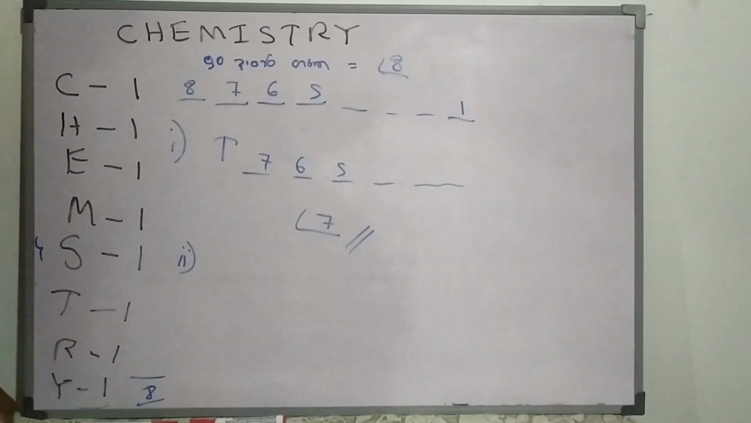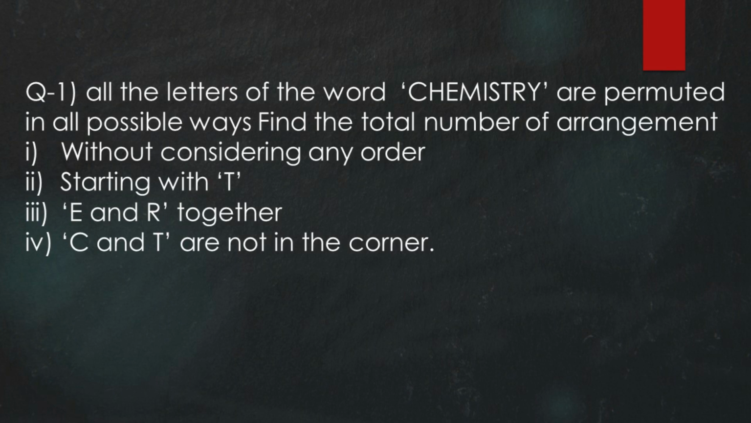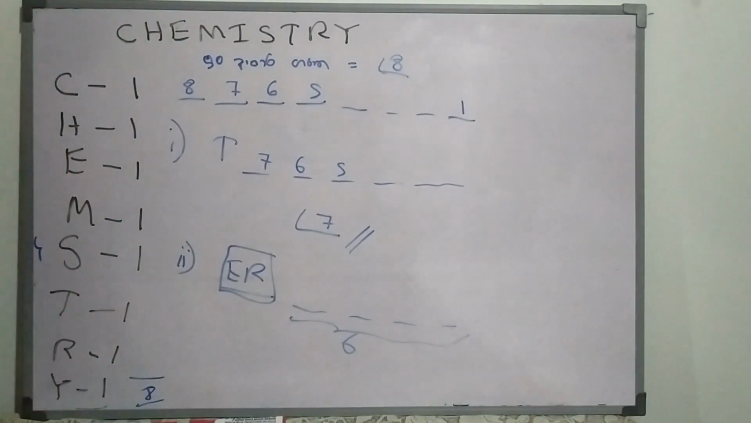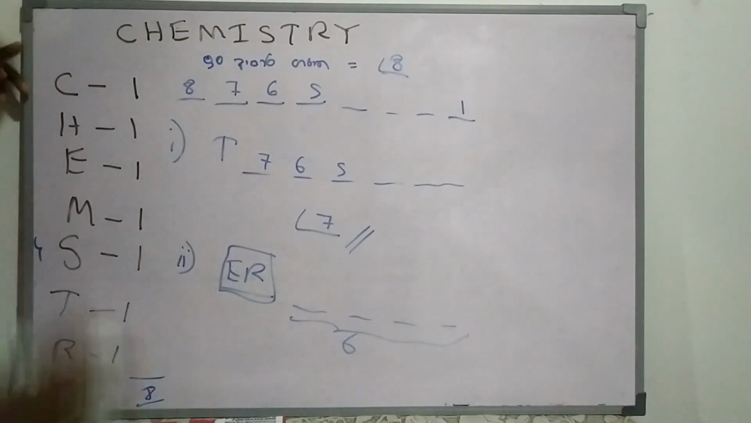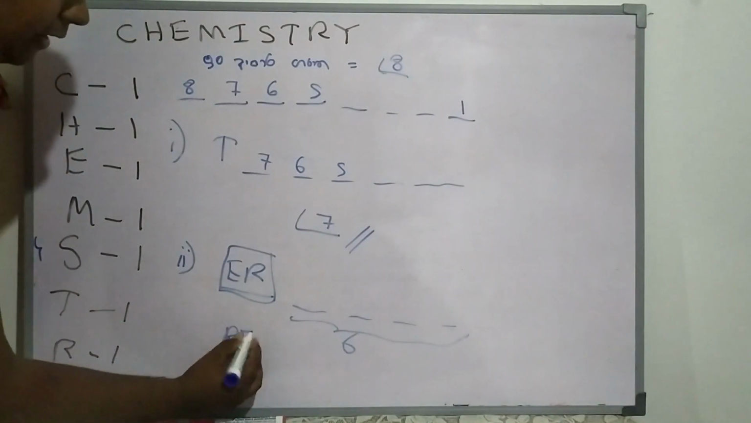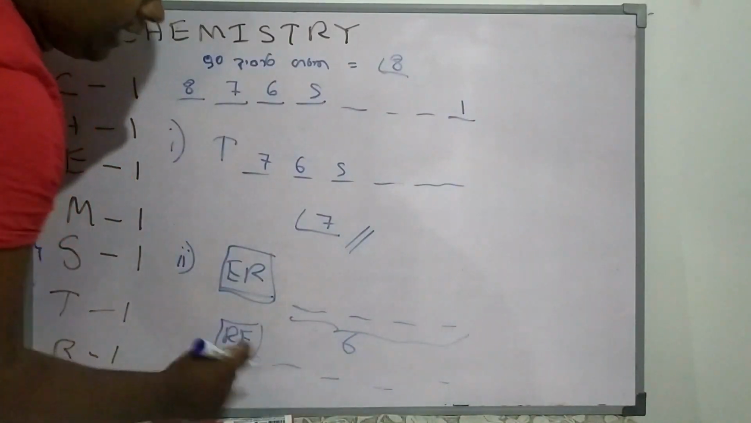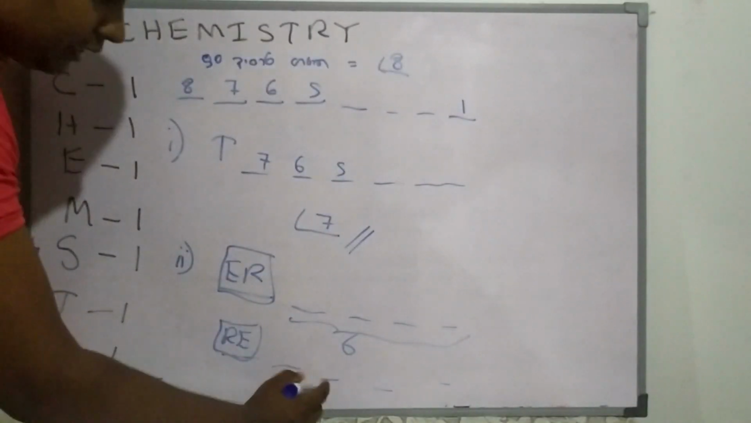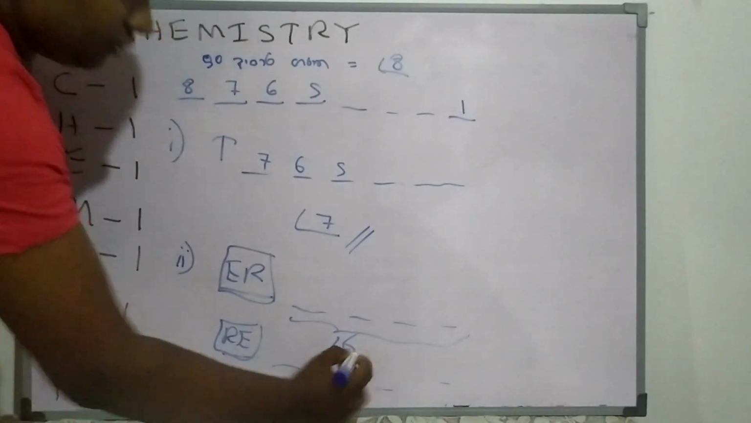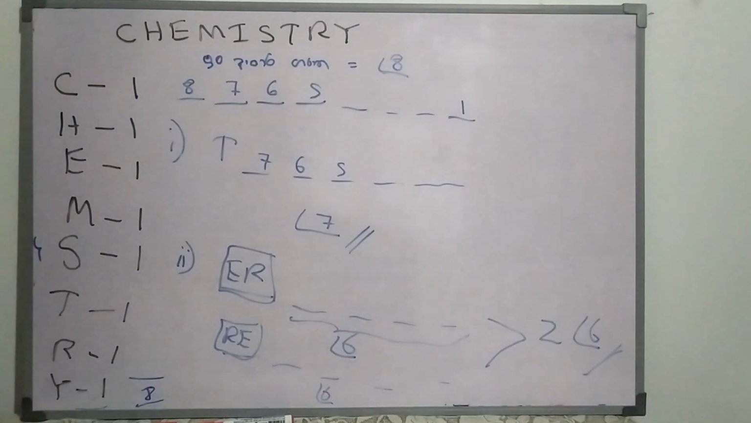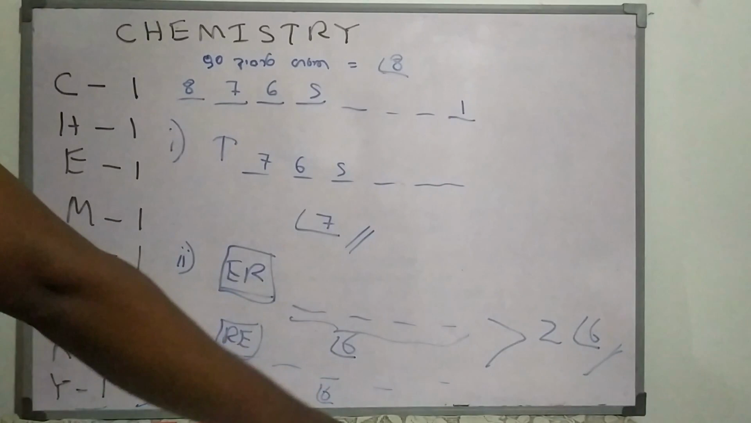Okay, so the next row number, E and R are together. ER together means you have to put ER and the others are interchanged, right? And the other way around, it's RE. R can again be interchanged with the other letters. In both cases it's factorial 6, so 2 factorial 6. So this is the answer of the next row number.